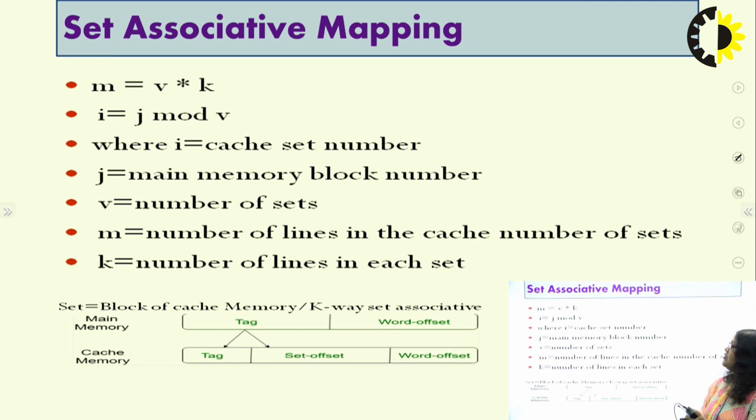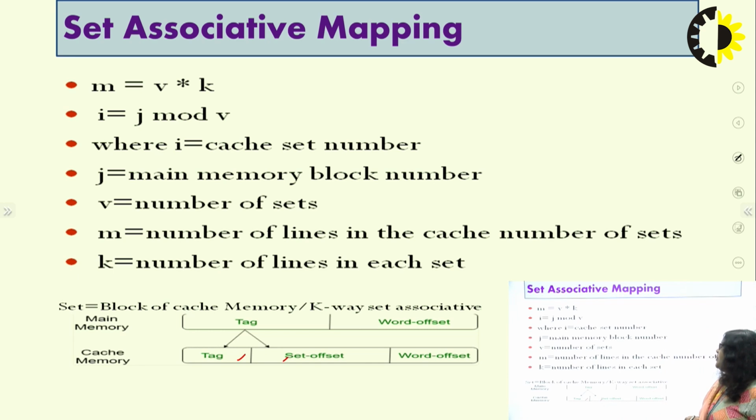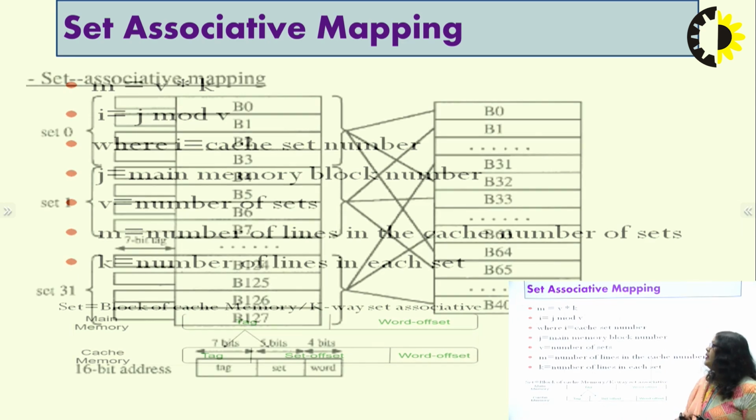Now these are the formulas of set associative mapping: M equal to V multiplied by K, and I equal to J mod V. Here I is the cache set number, same as I equal to J mod M, but V represents the number of sets. So in this, the tag is divided into 2 parts, tag and set. The major formula that we have to use is: number of sets equals blocks of cache memory divided by the K-way of the set associative mapping. So we take an example for that.